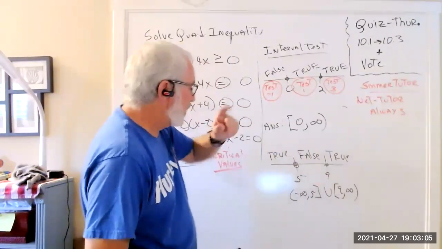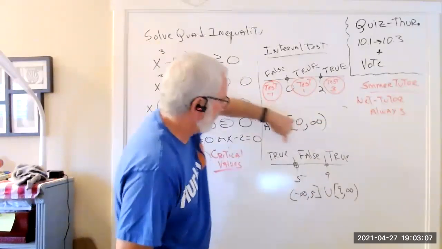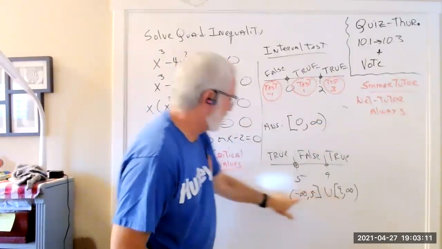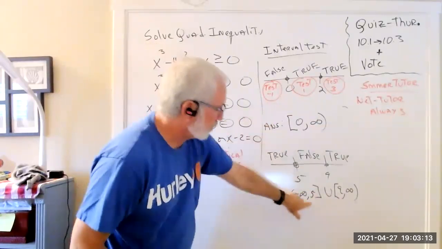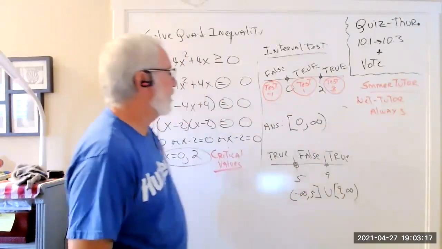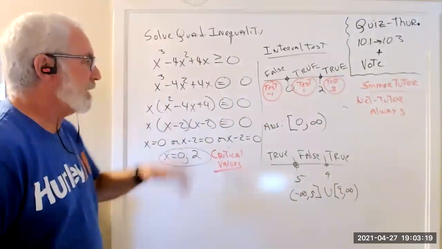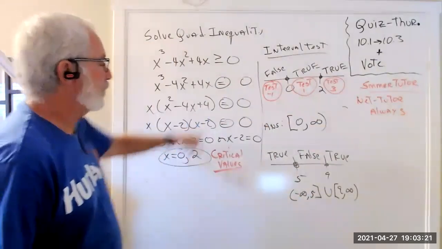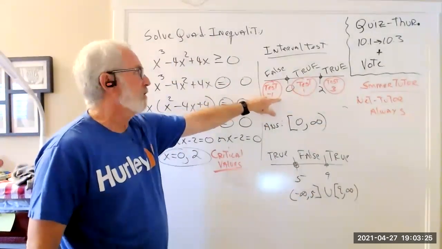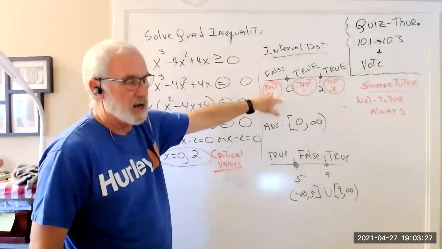But pretty much the pattern was true, false, true on the quiz. So your answer looks something like this. This part was true, so you wrote it in interval notation. This part was true. But my big hang up right now is I saw all kinds of weird things for the interval test, but not this.